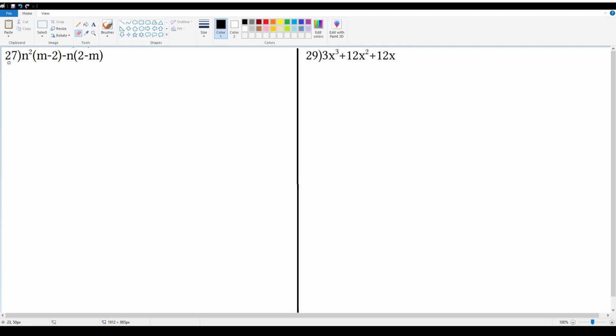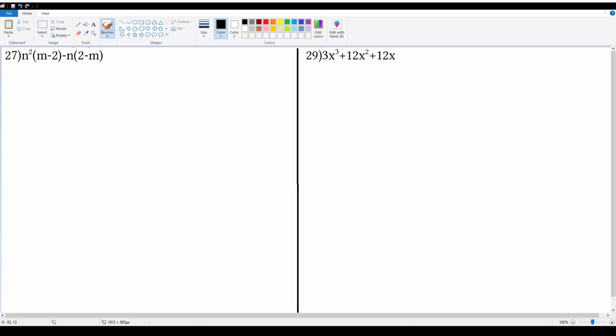So I've chosen two questions, question 27 and 29, out of a document that I have. And yeah, we're gonna do these two questions. I picked these out of a random number generator, so when I do these, it's gonna be two questions out of a random number generator. So let's get right onto it.